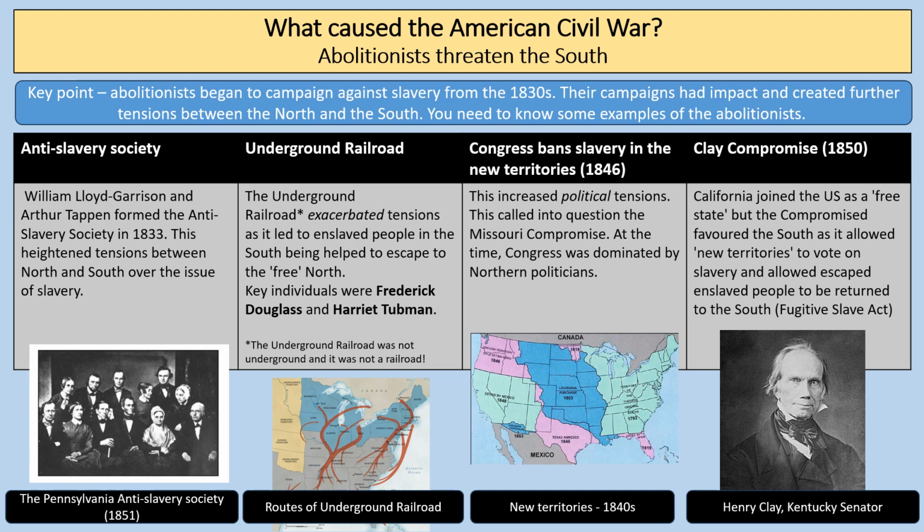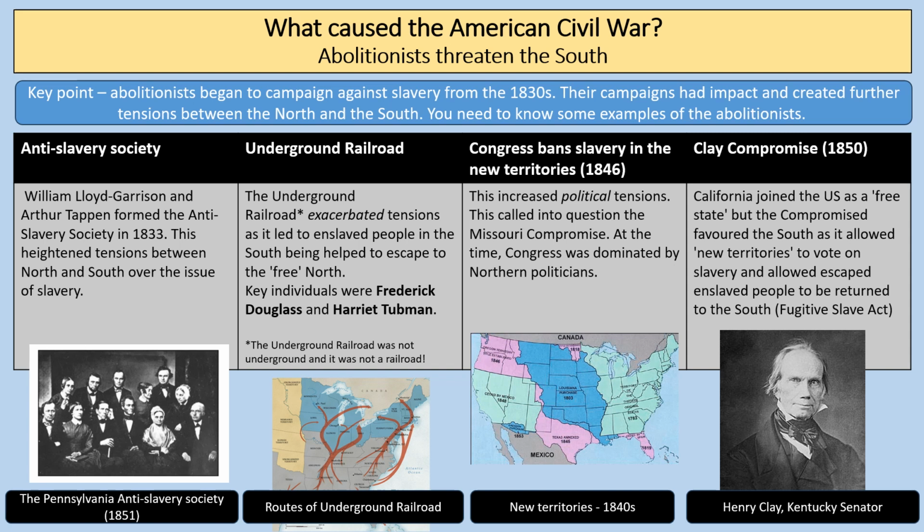The Underground Railroad further exacerbated tensions as it led to enslaved people in the South being helped to escape to the free North. Key individuals involved in this were Frederick Douglass and Harriet Tubman. The Underground Railroad was not an actual railroad at all, and it wasn't even underground, but it was called a railroad because of the different routes that were used to take enslaved people out of the South into the North, and it was called underground because it was all secretive.